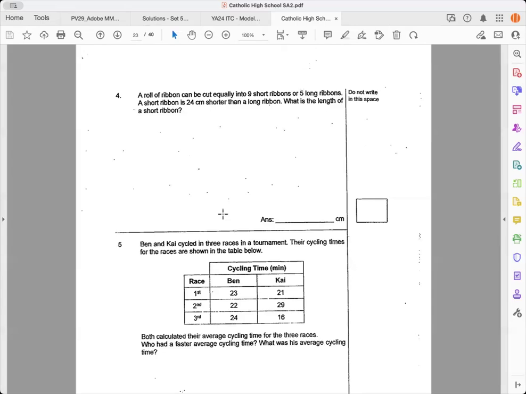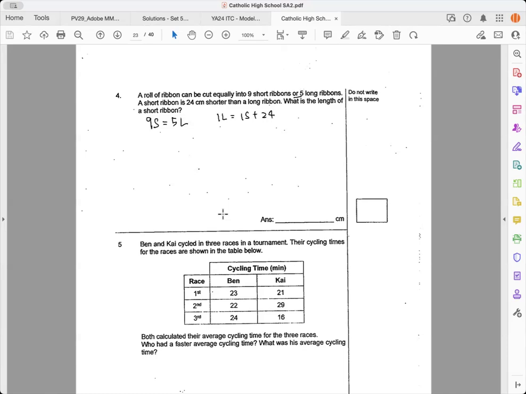A roll of ribbon can be cut equally into 9 short ribbons or 5 long ribbons. So what this means is that 9 short has the same length as 5 long. A short ribbon is 24 centimeters shorter than a long ribbon. So a long ribbon is the same as 1 short ribbon plus 24. What is the length of a short ribbon?